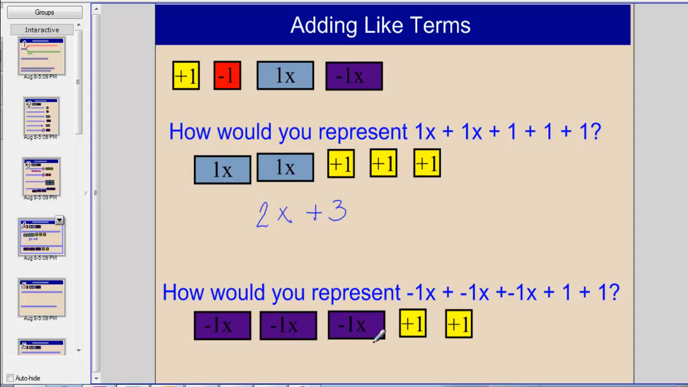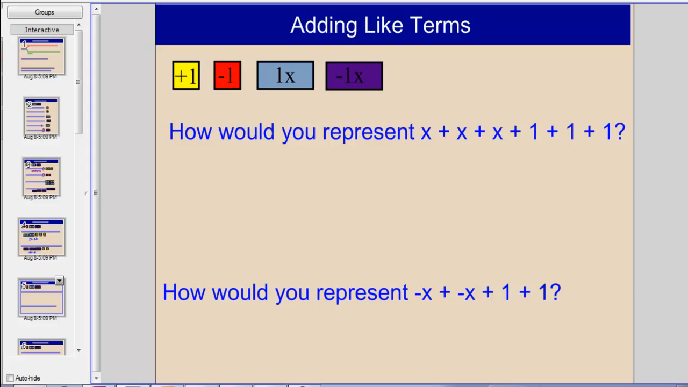So we have 3 negative 1x's. So what's negative 1 plus negative 1 plus negative 1? That's negative 3, right? So we have negative 3 x's, or the opposite of 3 times x, or the opposite of 3 of x. Plus we have 2 1s, and we know that 2 1s is just 2. Again, we cannot add negative 3x and 2 together because we have negative 3 of some number, but we don't know what that number is. So until we know what that number is, there's no way to add negative 3x plus 2. We just have to leave that as our final answer.